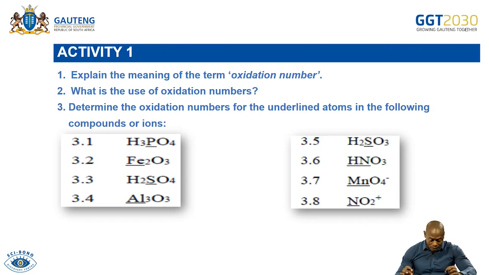Then this is an activity. Number 1, they want you to explain the meaning of the term oxidation number. Number 2, what is the use of oxidation numbers? And then number 3, determine the oxidation number of the underlined atoms in those compounds or ions.